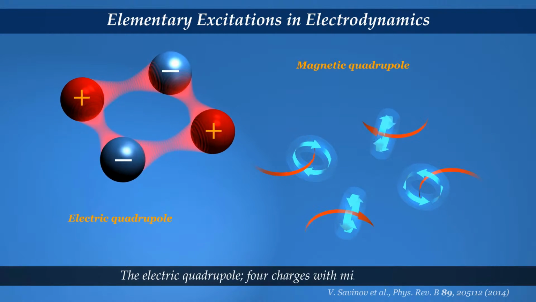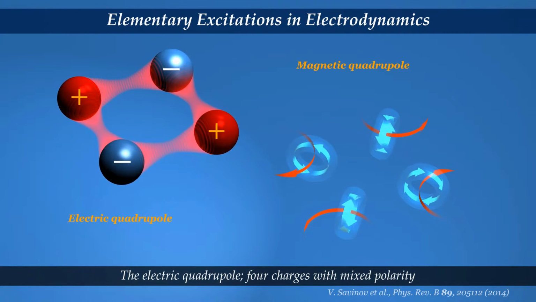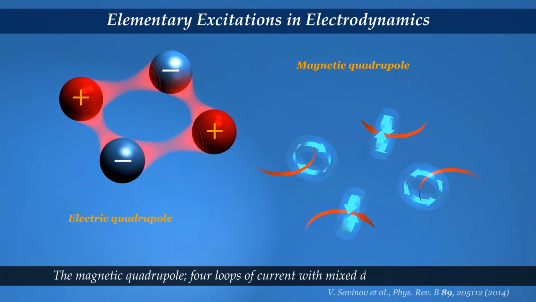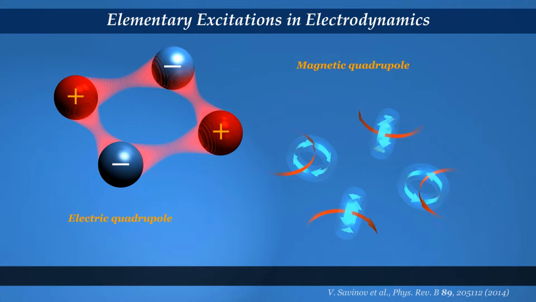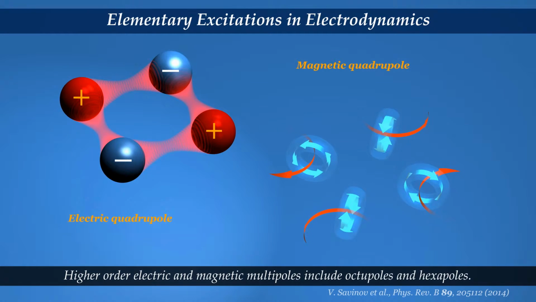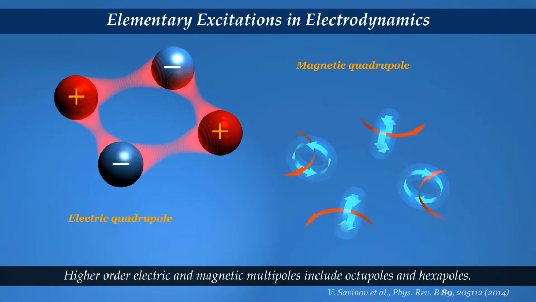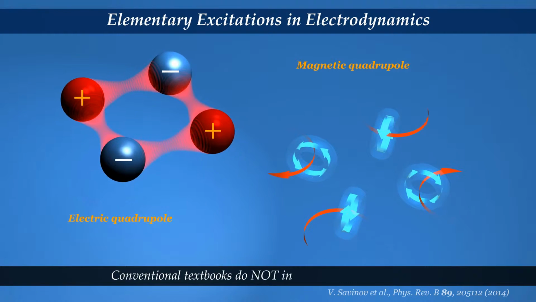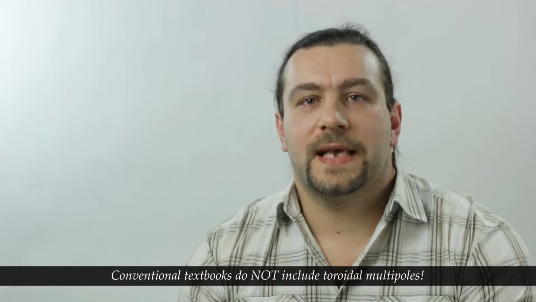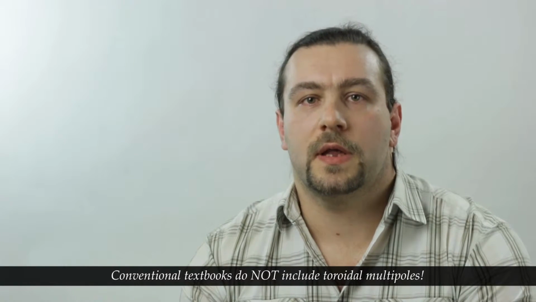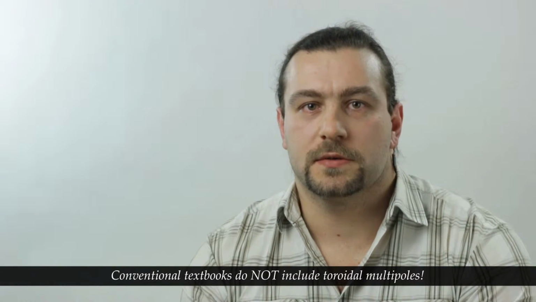The next level of complexity is represented by the electric quadrupole, which corresponds to 4 charges with mixed polarity, and the magnetic quadrupole, formed by 4 loops of currents with mixed directions of circulation. These and other high-order electric and magnetic multipoles form the standard multipole expansion as we know it from conventional textbooks on electrodynamics. However, these same textbooks omit toroidal multipoles, which constitute an additional third independent family of the multipole expansion.